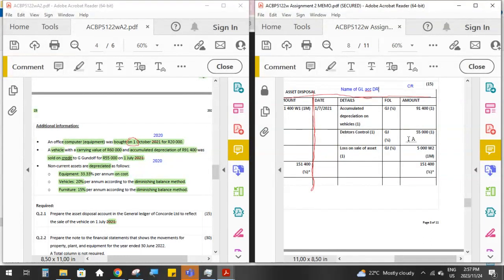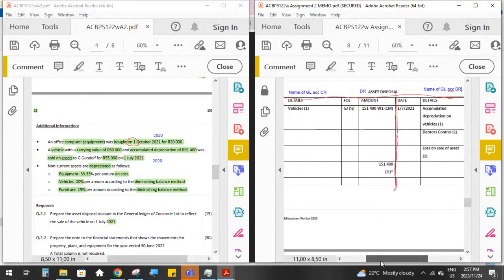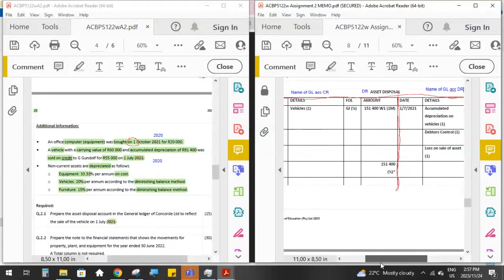And remember, it's a double entry. Debits always exactly equal the credits. So if I credited asset disposal with 55,000, it means I debited debtors control with 55,000. Okay. So our steps for asset disposal say that first of all, we go and we work out or discover what the cost of that particular asset is that I sold.